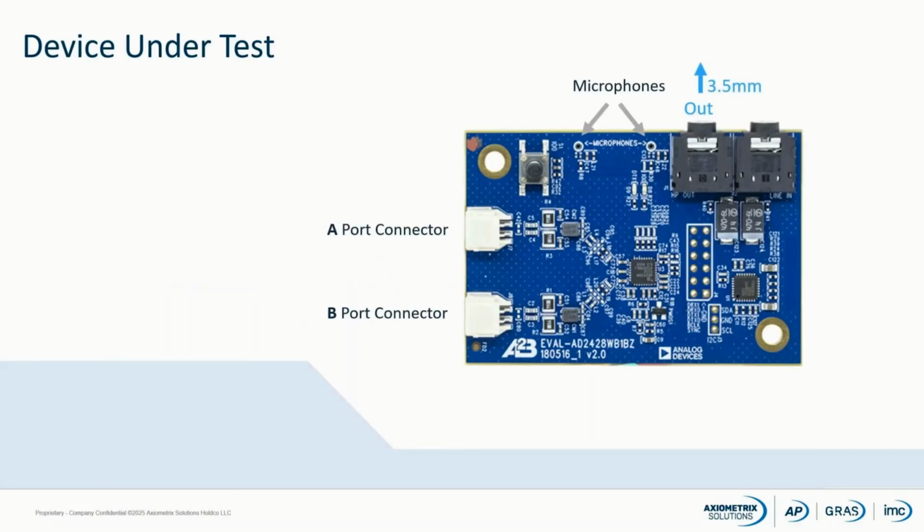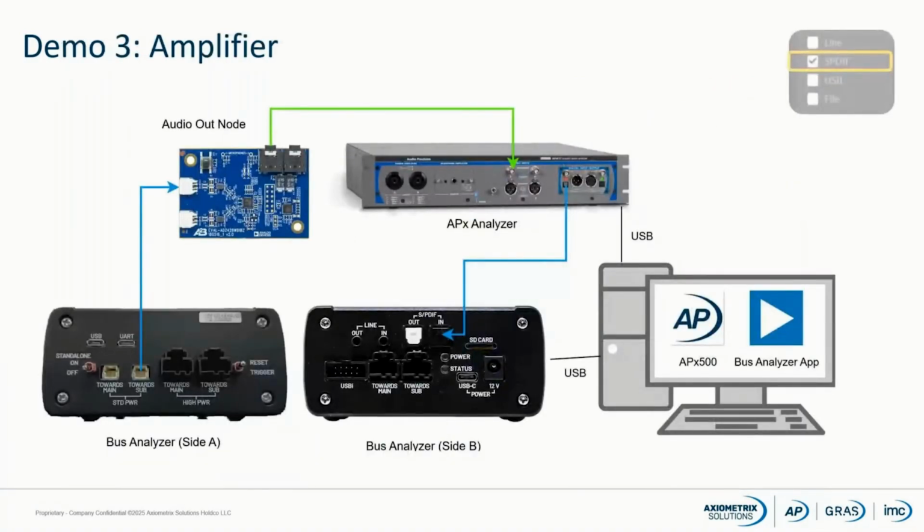So to demonstrate this, I will measure the 3.5 millimeter analog output on my same board. This time, the SpeedIF output on the APx analyzer routes to the bus analyzer input, and the analog output from the node routes back to the analyzer analog inputs. So once again, forming a closed loop connection, just in the other direction.